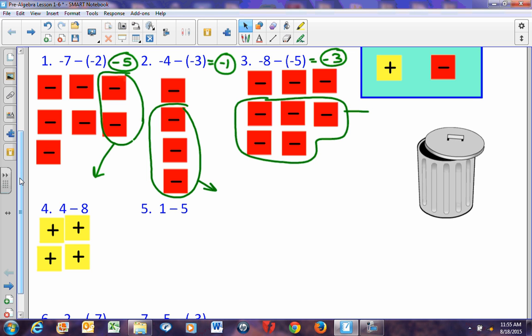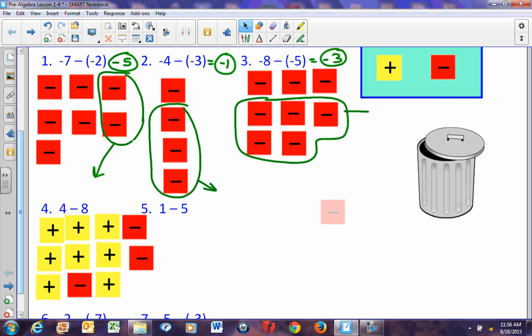But what I could do is I could add 0 pairs. A positive and a negative make 0. So if I added a positive tile and a negative tile, I didn't really add anything because I added 0, didn't I? Positive and negative is 0. I'm going to add another positive and a negative. And then I'm going to add another positive over here and a negative. And then I'm going to add another positive and a negative. So now I still have 4 tiles because positive and negative here, this becomes 0.